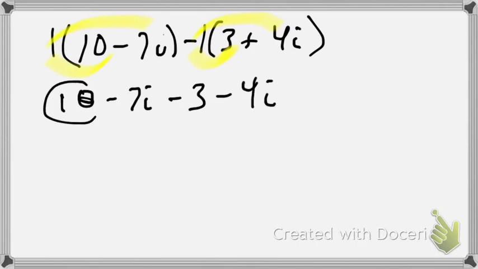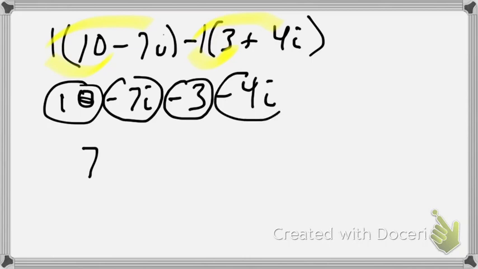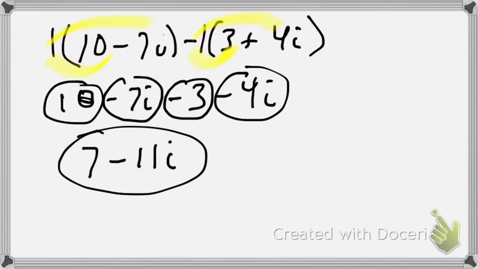Here's the real part, 10 and negative 3. So 10 minus 3 gives us 7. Then we have a negative 7i and a negative 4i. That's going to be a negative 11i. And there's your answer. You're almost treating the i like a variable and combining like terms.